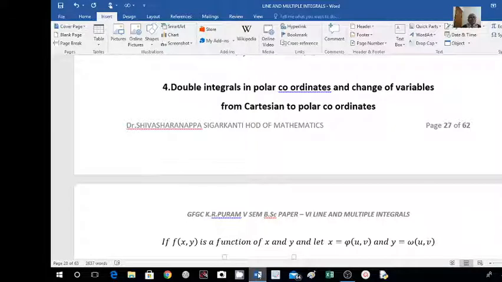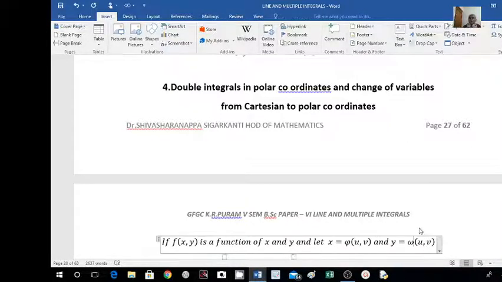In this video, we evaluate double integrals in polar coordinates, changing the variables from Cartesian coordinates to polar coordinates. Suppose a double integral is given like this.